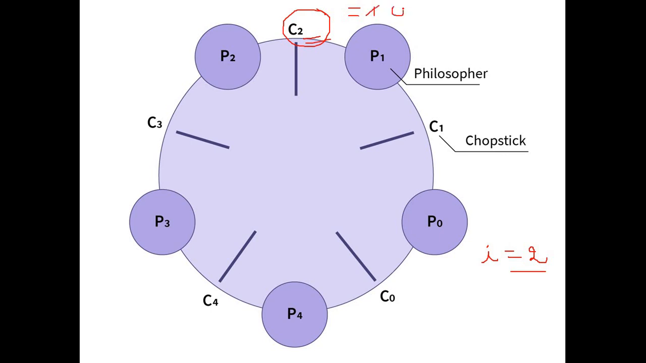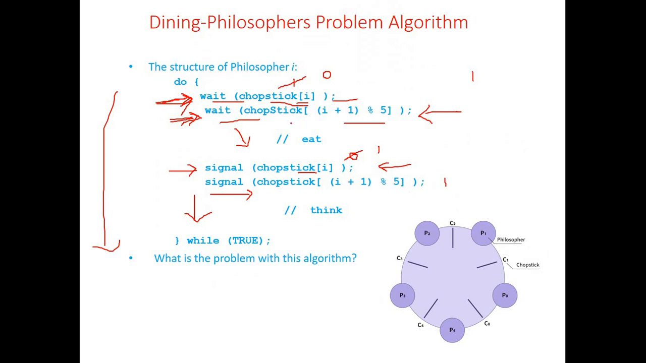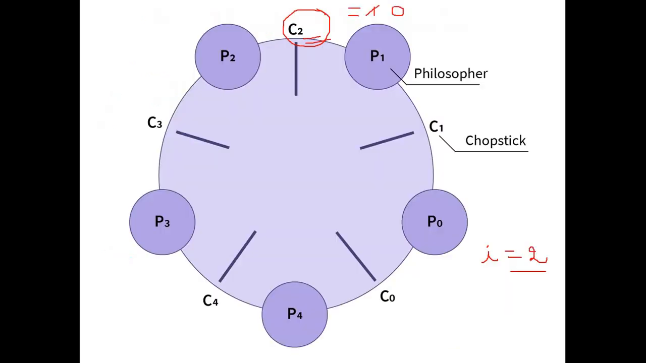Then the 1 will be turned to 0. Then the philosopher will call the next chopstick, that is (i plus 1) mod 5. Substituting i, i plus 1 is 2 plus 1, which is equal to 3 mod 5. So 3 mod 5 is equal to 3. Therefore the philosopher will take the right chopstick successfully, because the right chopstick is also available.